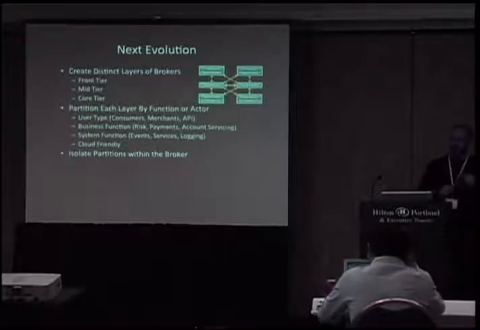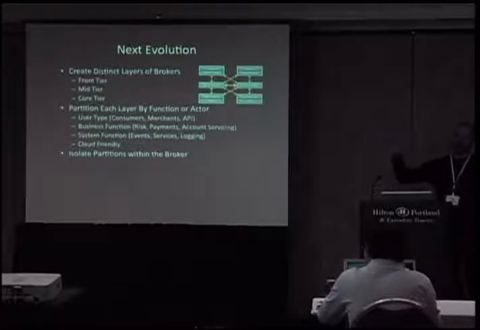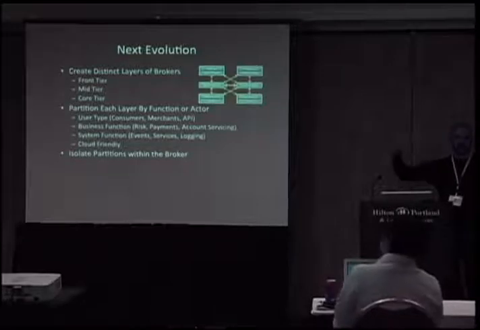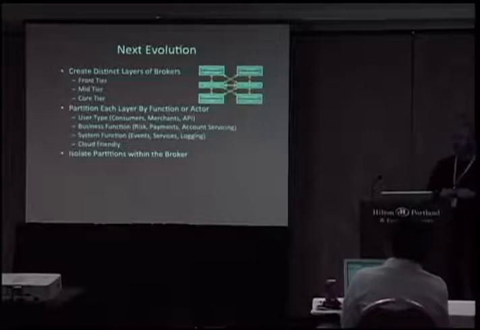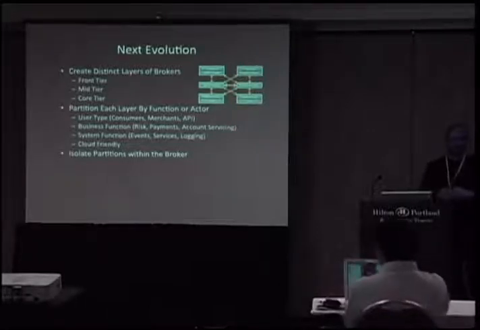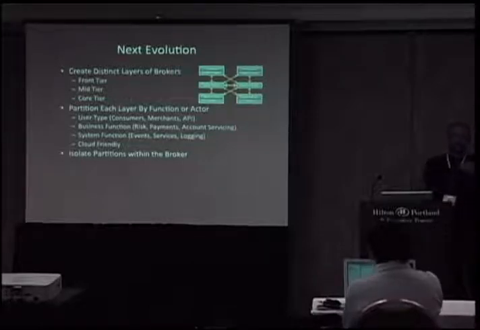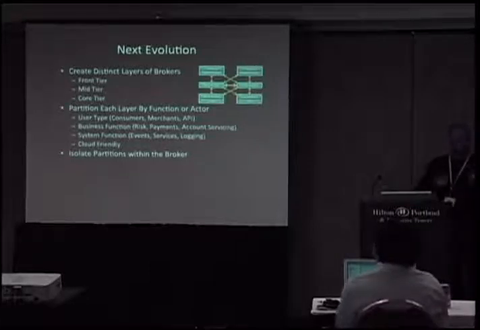So we also partition each layer by function and action. So we have a functional area for users, consumers, a functional area for merchants. We don't have one big heterogeneous network, per se. We have individual networks that we then plumb together and then create routes between those networks. We have different networks for business function, risk, payments, account servicing. For system functions, we have the event network that's ActiveMQ. We have our services network, which is Qpid, and we have a logging network that right now is Tibly. But we're interconnecting all those together.